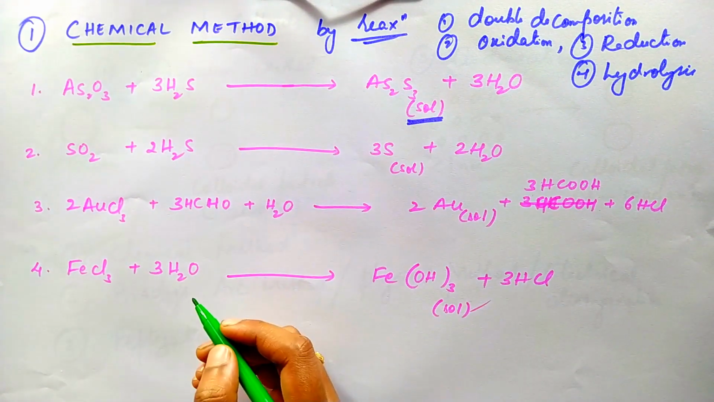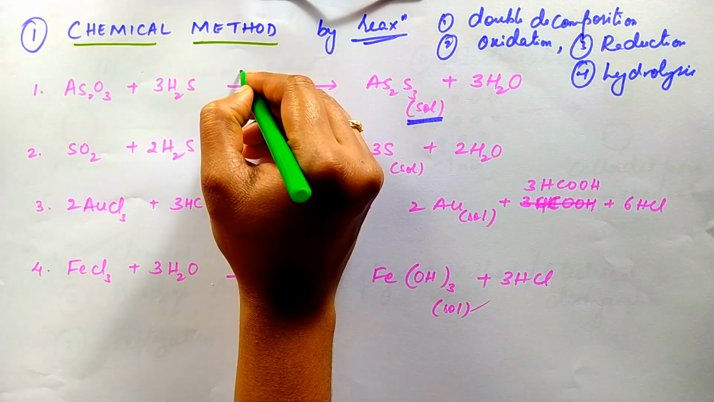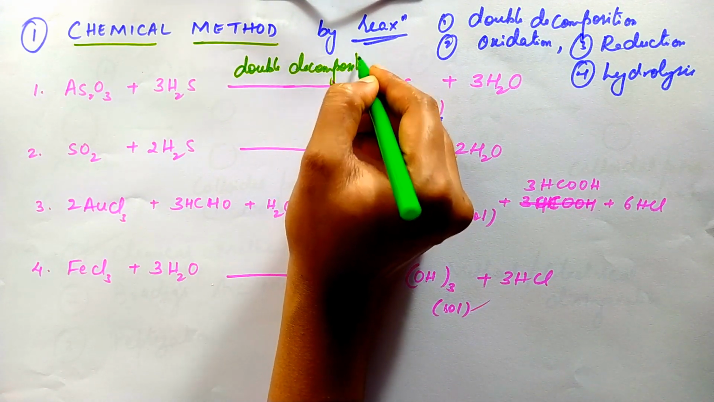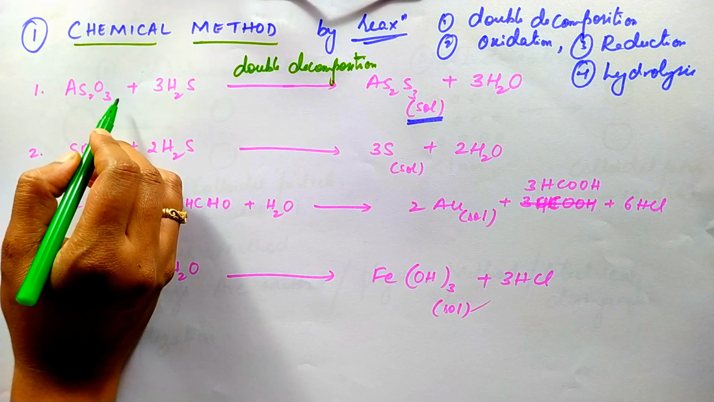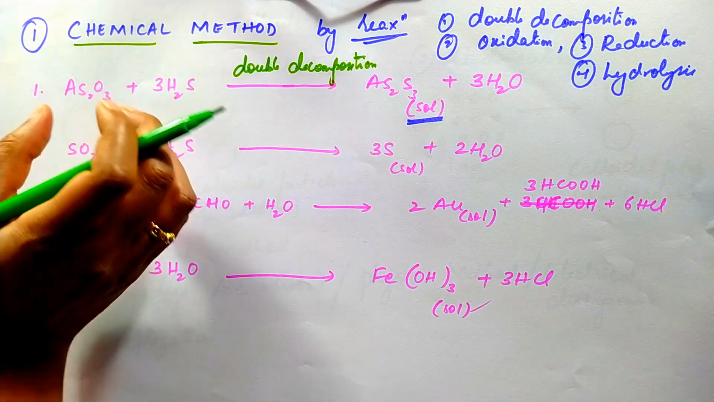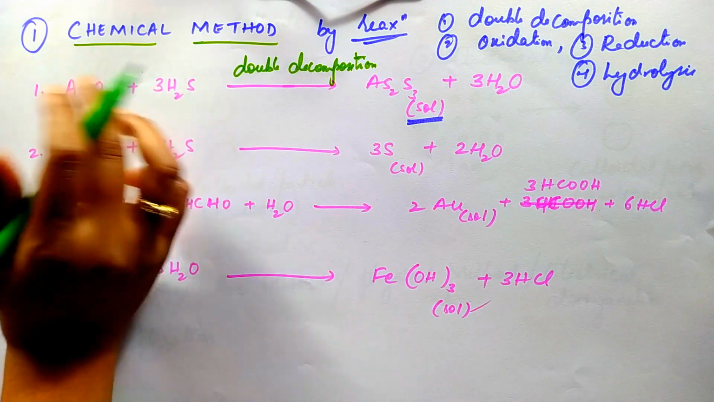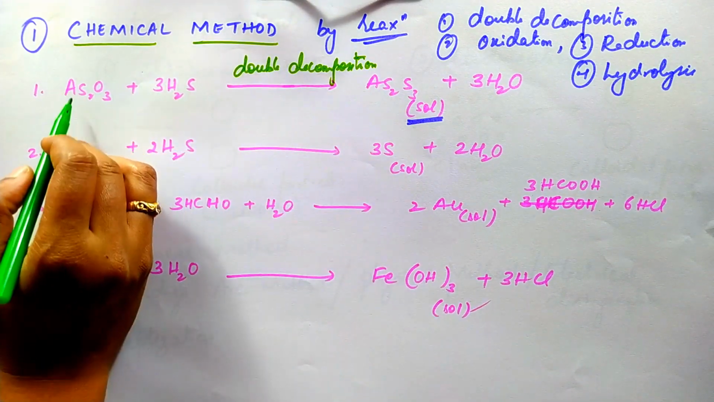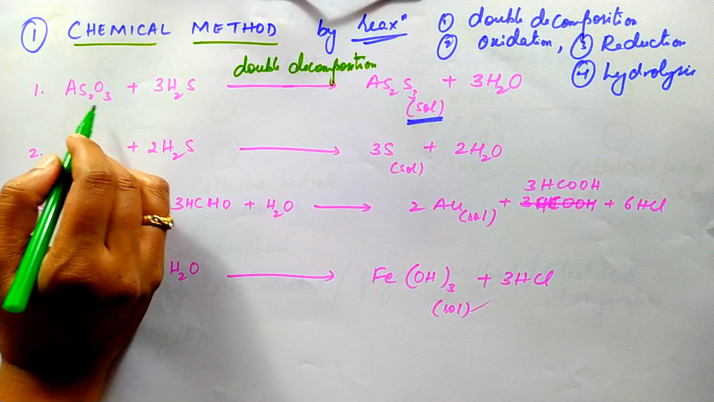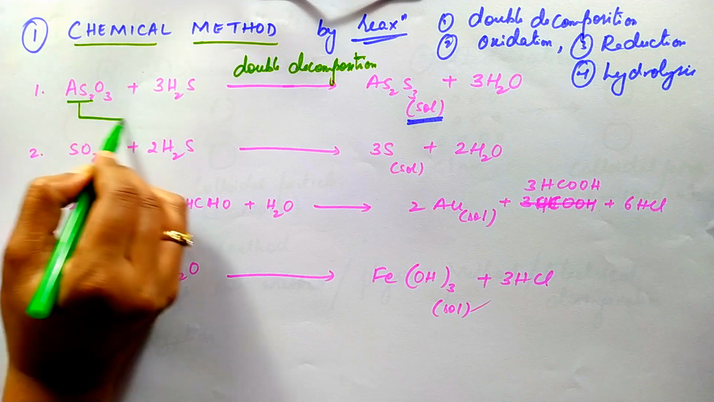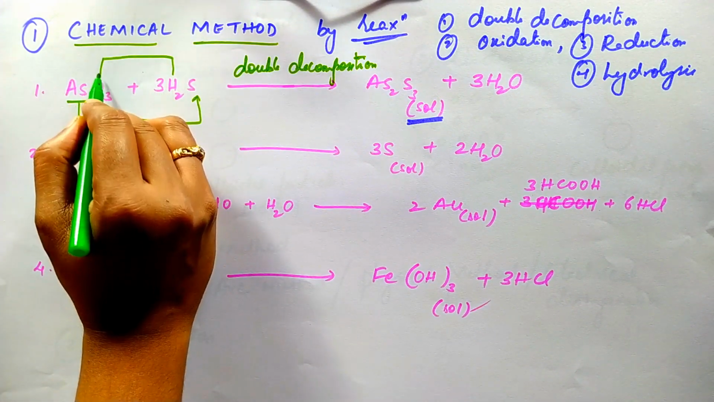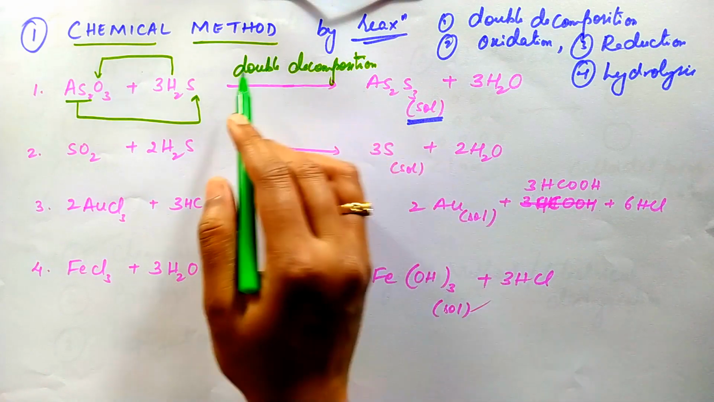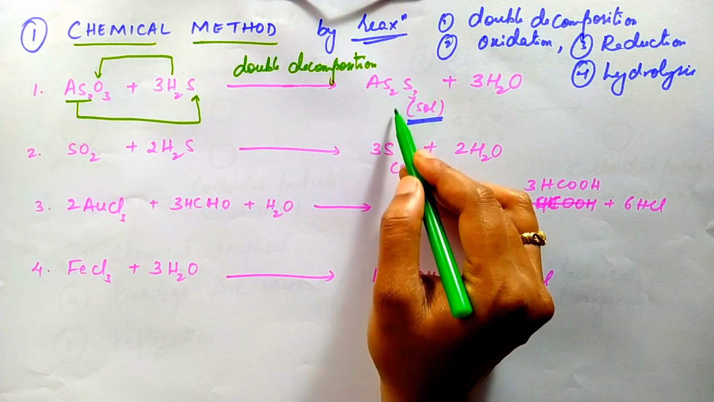How is this sol prepared? It is prepared by the double decomposition method. Double decomposition means there are two reactants, and there is an exchange of ions between the two reactants to form a sol, called double decomposition. Here arsenic combines with sulfur and here H combines with oxygen. Okay, this is the first reaction. By double decomposition, we have prepared the colloidal solution.